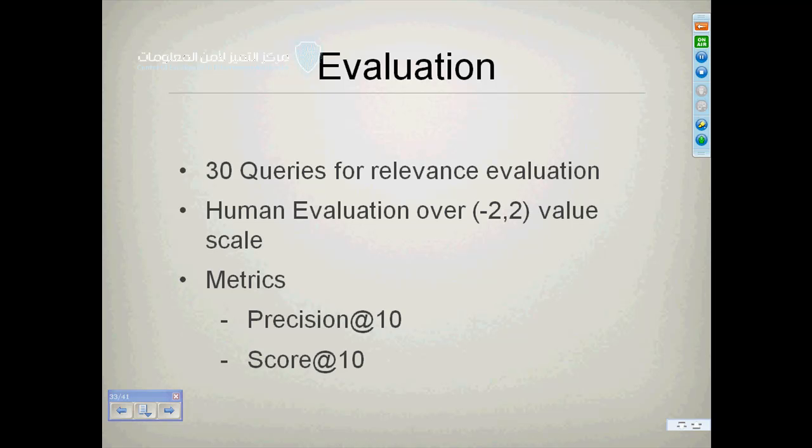The precision at 10 is like this: for every ranking, you see in which positions the non-spam, the good pages, are. For each of those good positions, you calculate a precision, and then you calculate the average of those. So that's what is called precision at 10.